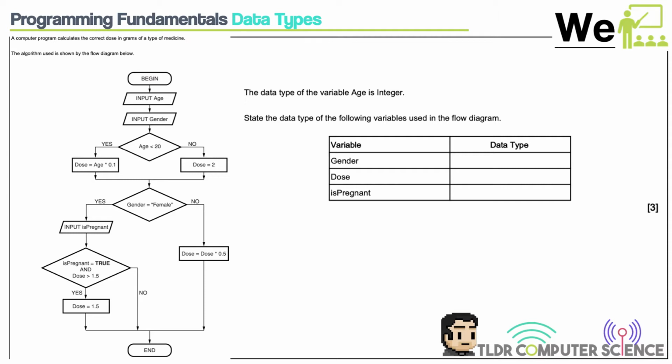So when we review all these different variables by looking over here, we can see gender equals, and there's speech marks, and then there's a bit of text in between. When you've got a bit of text held in speech marks, that would be a string.